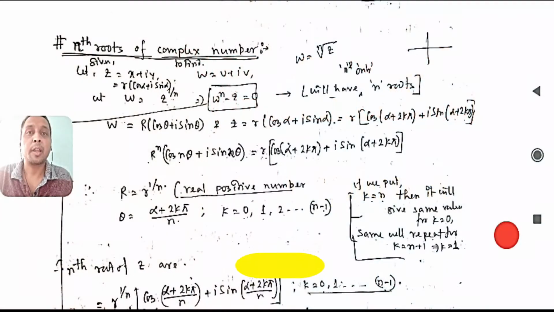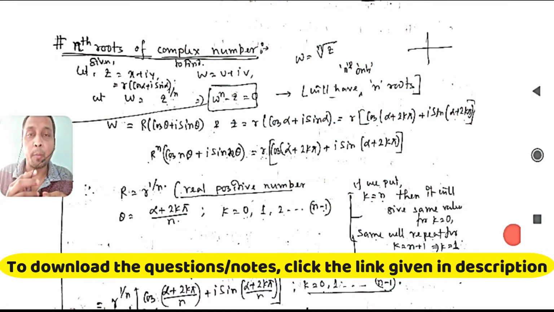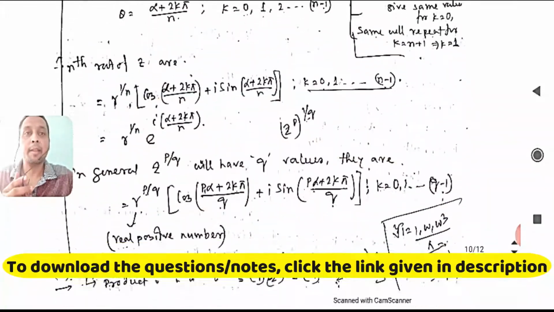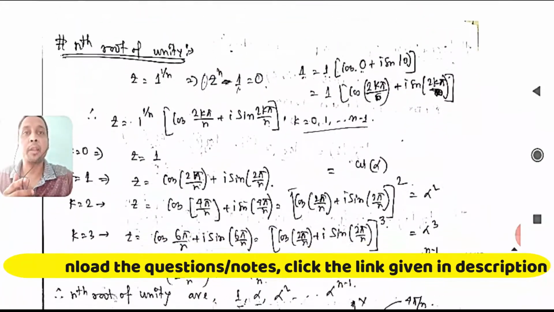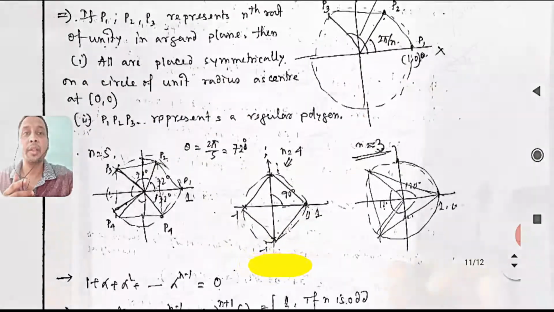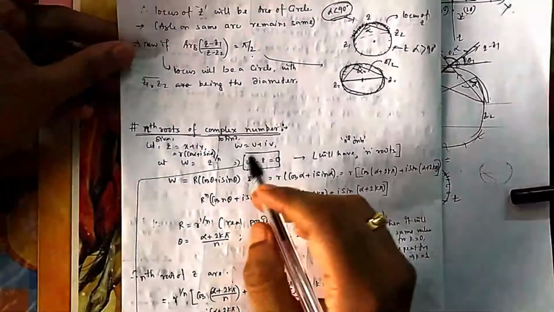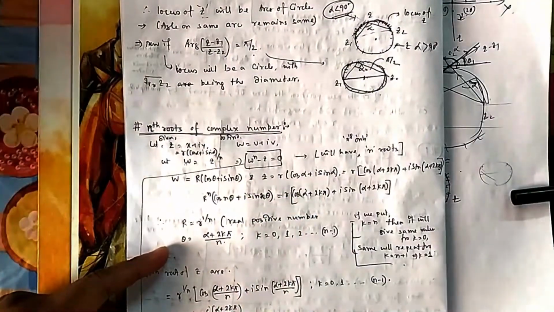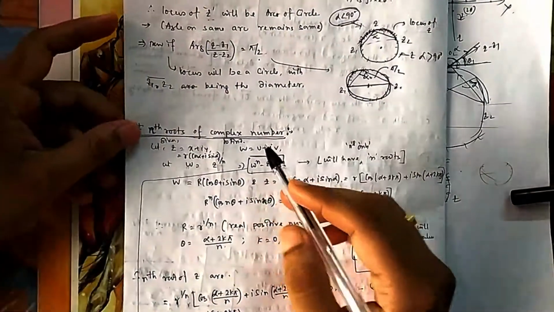Okay students, welcome you all to this new lecture in complex numbers. Today we will see the nth root of a complex number and then continue it to the nth root of unity. Okay, let's see this. The topic is the nth root of a complex number. You have seen square root, now we will find the nth root.